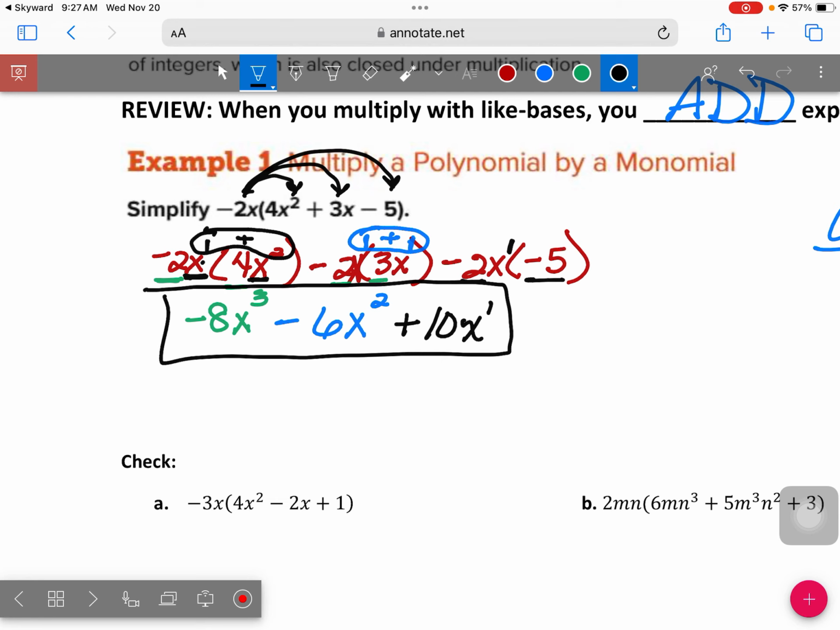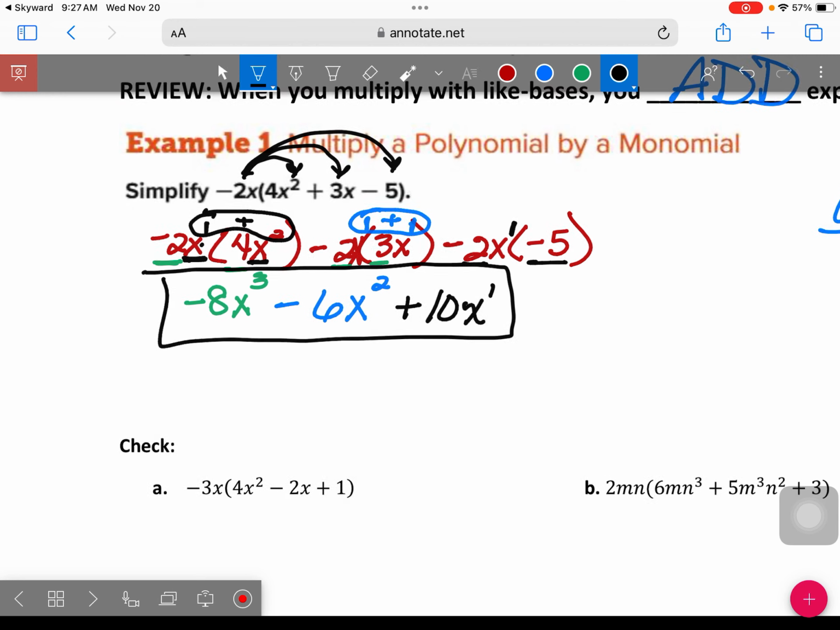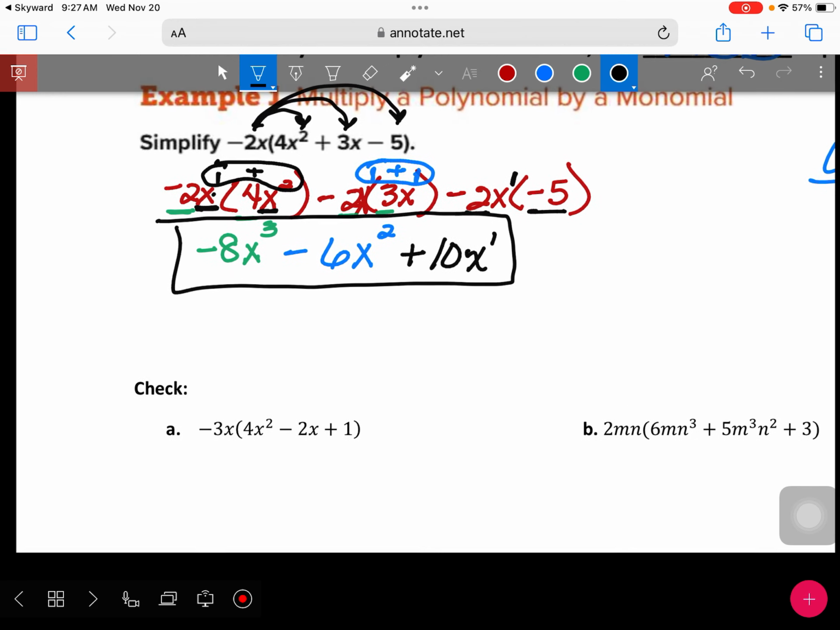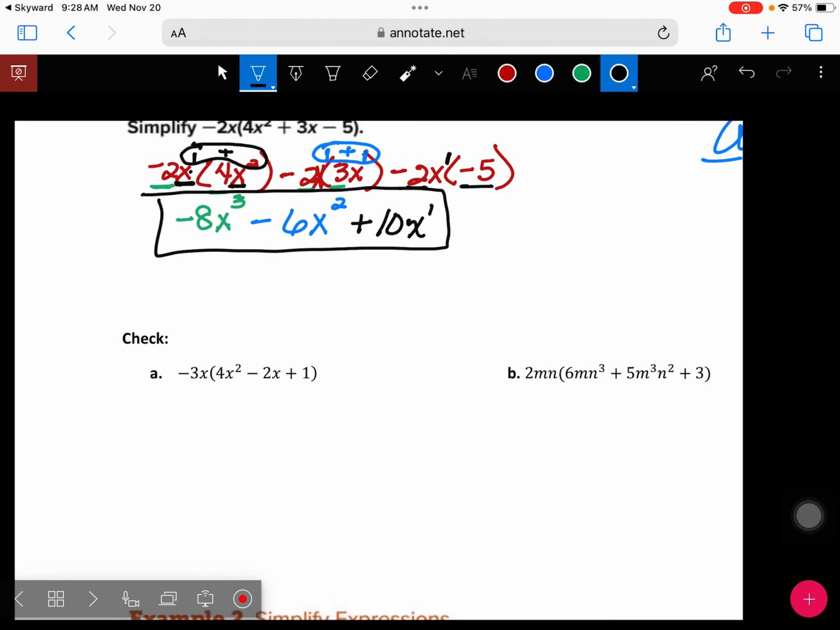Make sure you don't have any other like terms. This is x to the 3rd, x squared, x to the 1st, so I don't have any other like terms that I need to combine. Okay? All right, so let's see.